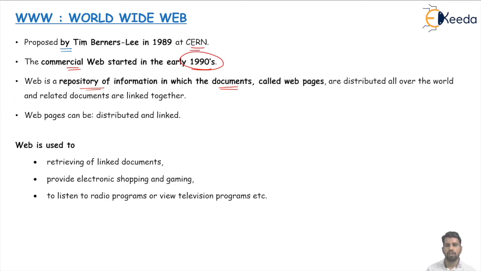Mainly we use the web for retrieving linked documents or browsing information, for electronic shopping, gaming and these things. That means for general purposes, for gaming, for watching movies, watching YouTube, accessing some website or doing any shopping, the web browser and the web come into picture.